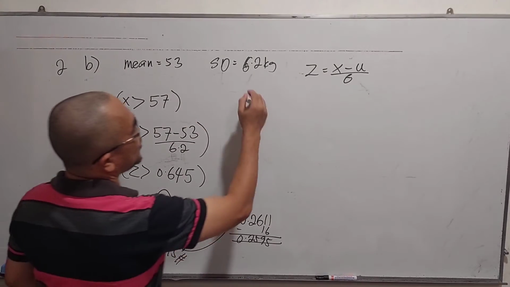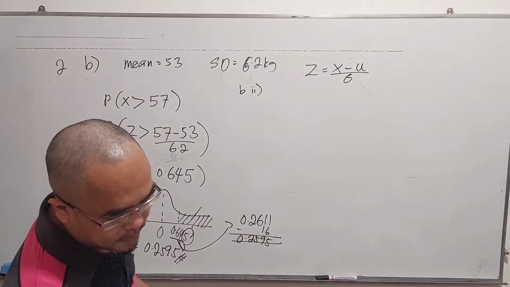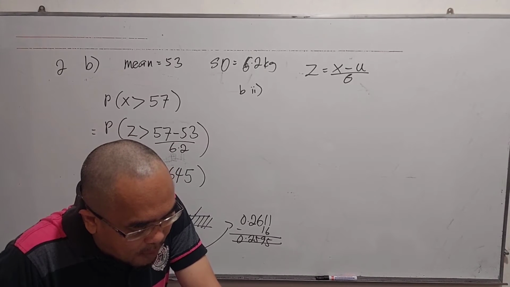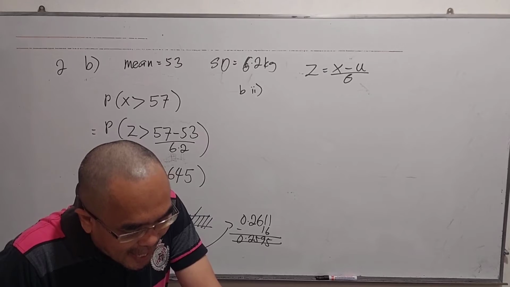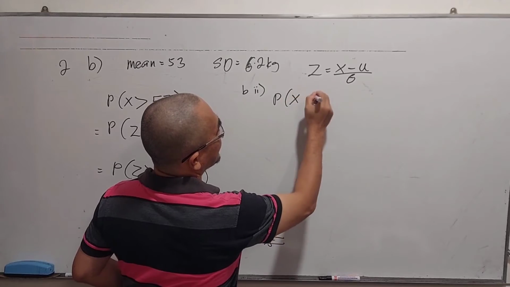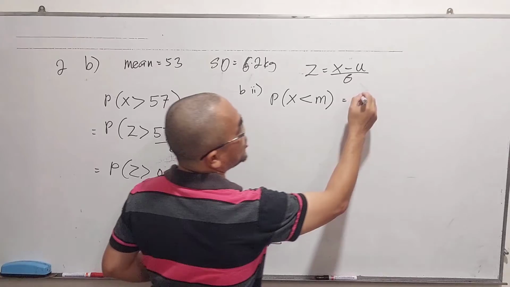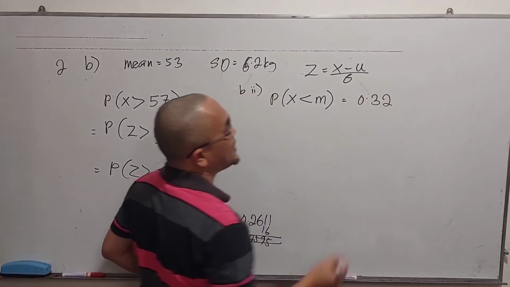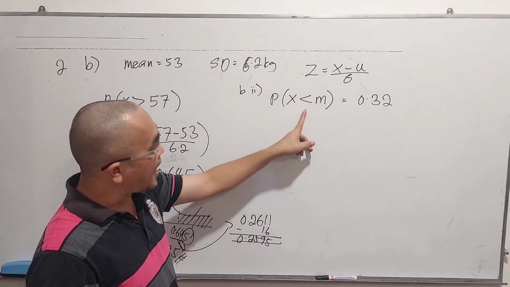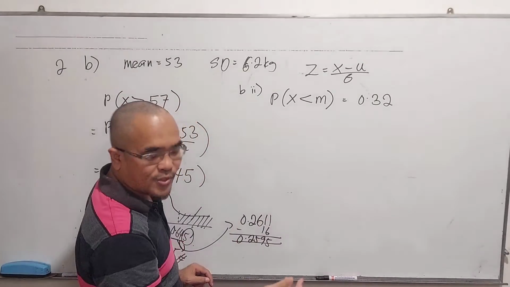And then B2, find the value of M if 32% of the police cadets have mass less than M kg. So we have to say P(X < M) equals 32%. 32% means 0.32. This is the probability. So this is the X. So from X we change to Z. From probability we change to Z.